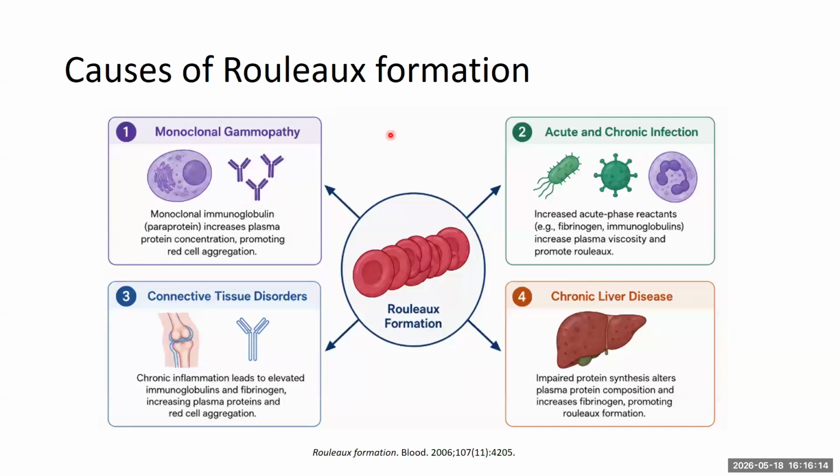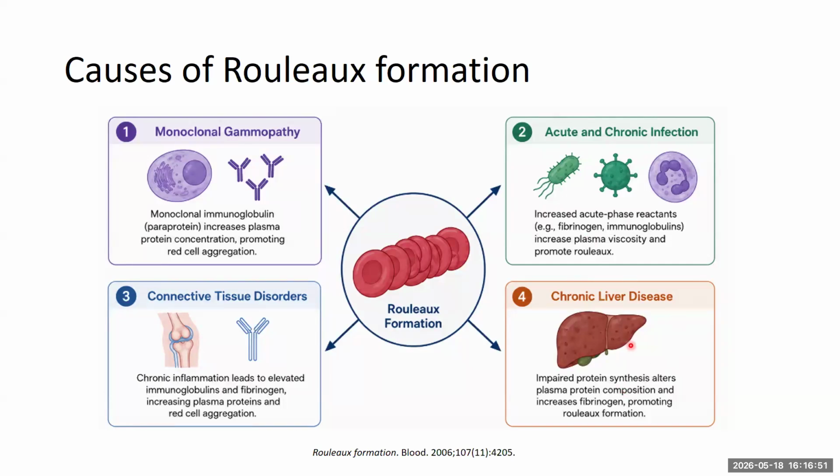So we have to ask ourselves, what are some of the causes of rouleau formation? Commonly, we have monoclonal gammopathy, which is caused by excess monoclonal immunoglobulins, or it could be caused by inflammatory or infective states like acute and chronic infection or connective tissue disorders, as there's an increased production of acute phase reactants. Lastly, chronic liver disease can also contribute towards rouleau formation, as there is a plasma protein composition imbalance.